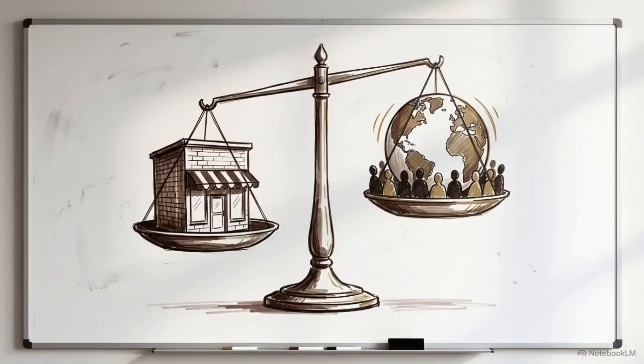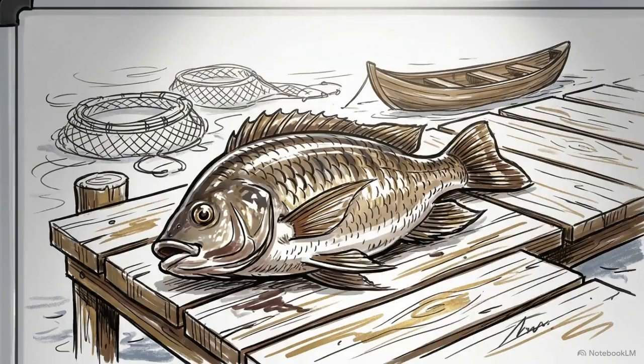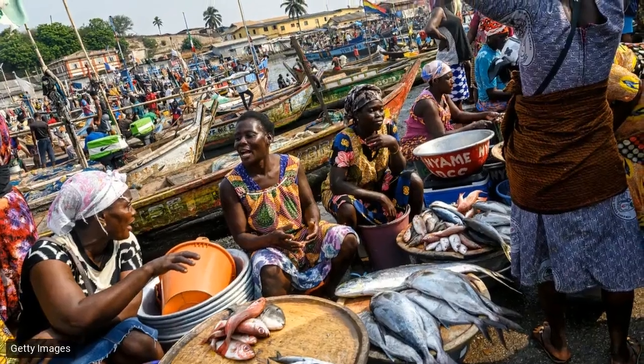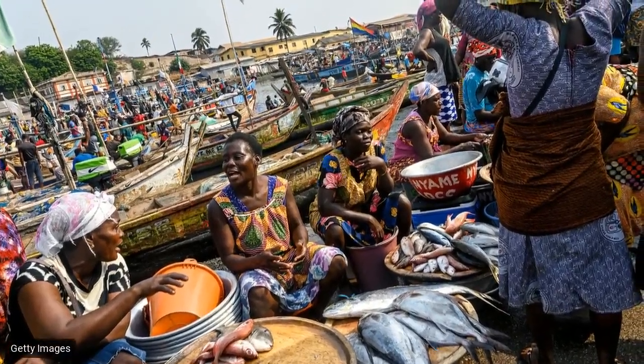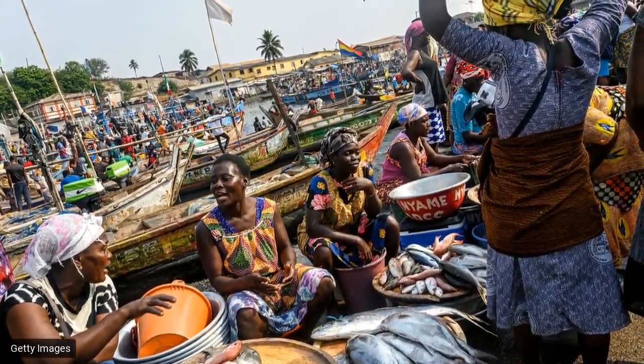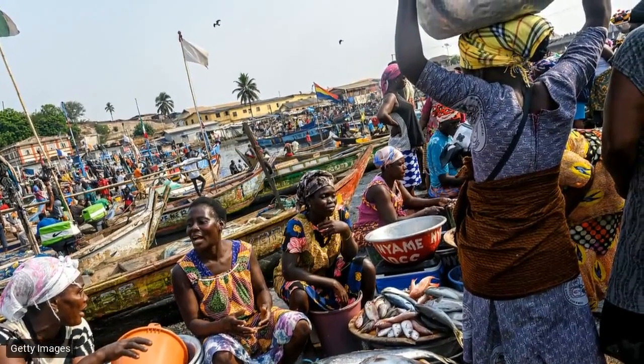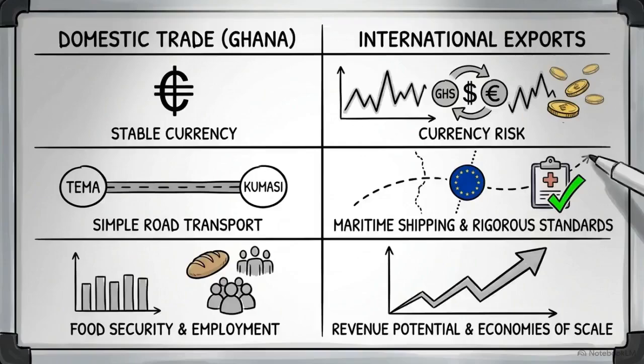foreign buyers. We can compare the strict rules of international trade with domestic trade by examining one distinct sector, Ghana's local fishing industry. Domestic trade happens entirely within a single country's borders. Selling local catch at the Tema or Kumasi markets utilizes one uniform currency, the cedi, and operates under a single set of national regulations. Exporting that same fish as canned tuna changes the equation.